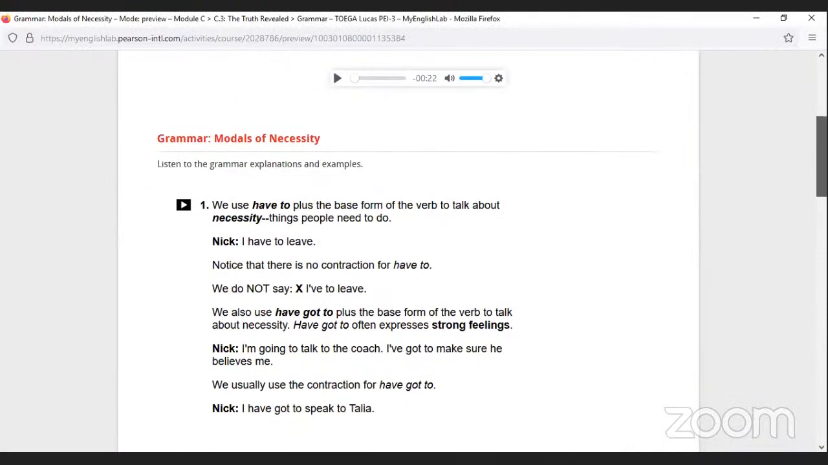I sent you to your WhatsApp first the first document, okay, Lucas? So maybe you will receive it. But now we will start with the second grammar, that is modals of necessity.